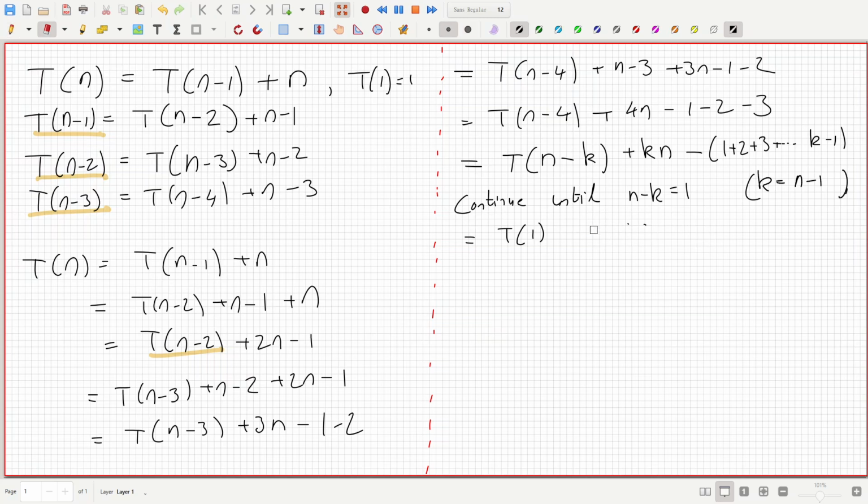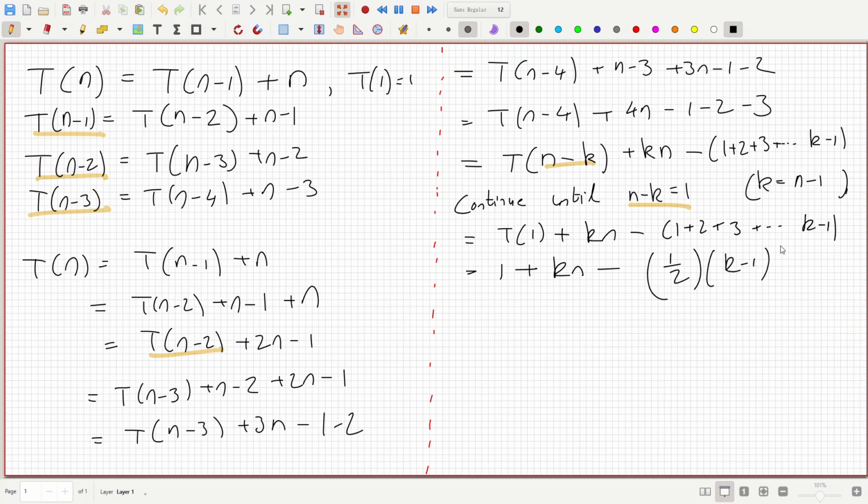So I might have confused you if you were listening to me. Let me recap what I'm doing. I'm going all the way until n minus k is 1. So this becomes T1 plus kn minus the sum up until k minus 1. So that T1 is 1. So that's 1 plus kn. And I can replace the k if I want with n minus 1. And I can definitely replace this with the formula. So that's a half k minus 1 and then k, because remember, the formula for the sum of the natural numbers is n over 2, n plus 1.